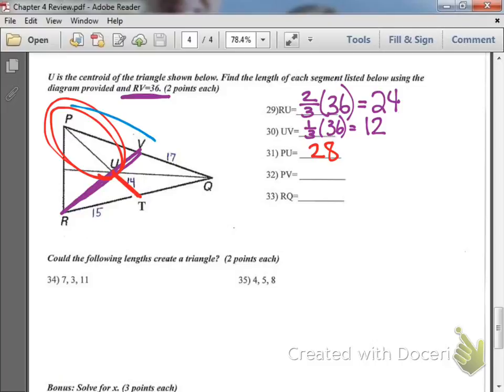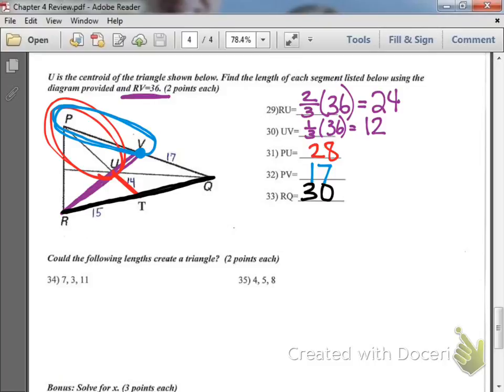Alright, the next one we're trying to find this guy, PV. Well, V is the midpoint, right? So if this side's 17, what's this side? 17. So that's a pretty easy one. And then the last one, I'm asking you for this entire side down here. So if half the side's 15, what's the whole thing? 30. Good.